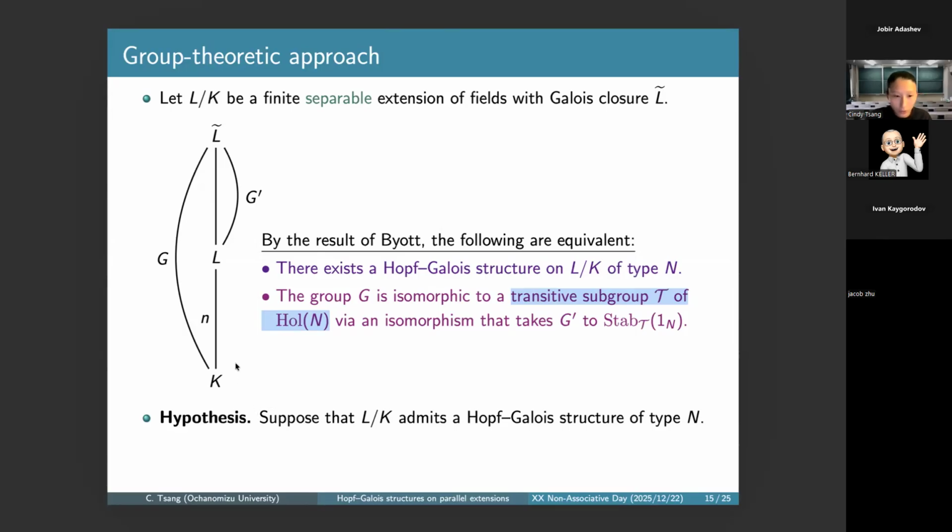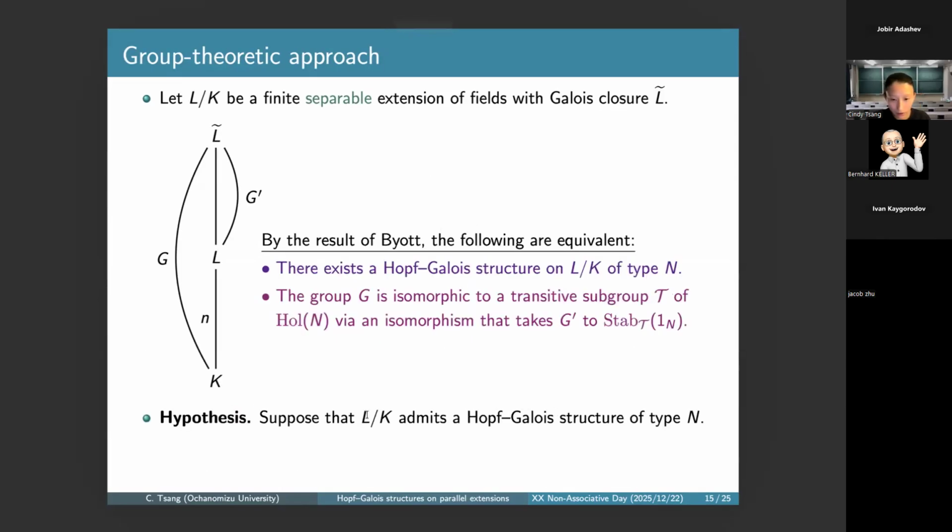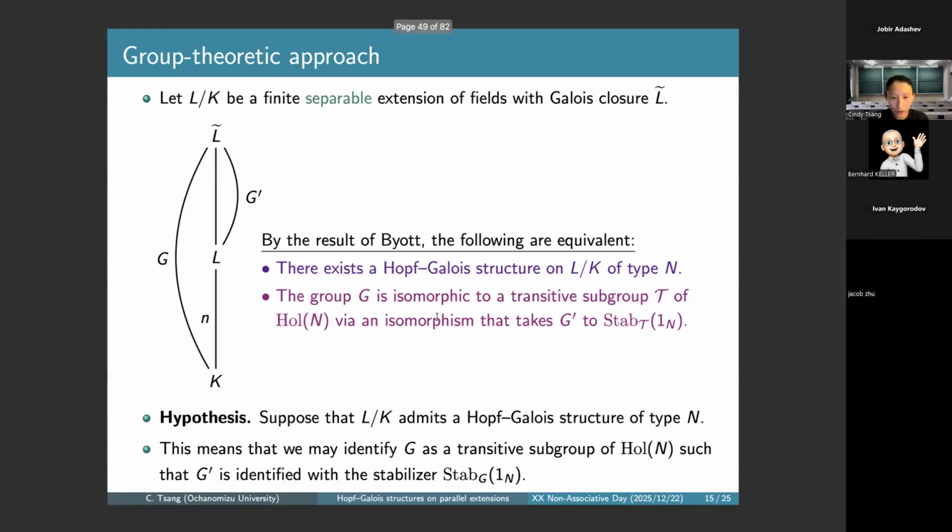Now, the question that I want to ask: the hypothesis is that L over K admits a Hopf Galois structure of type N, so I assume this hypothesis. By the result, that means that the Galois group here has to be isomorphic to some transitive subgroup of Hol(N), so that G prime gets mapped to the stabilizer. So in this case, instead of taking an isomorphism, we can just identify G as a transitive subgroup of Hol(N), and then G prime will be identified with the stabilizer.